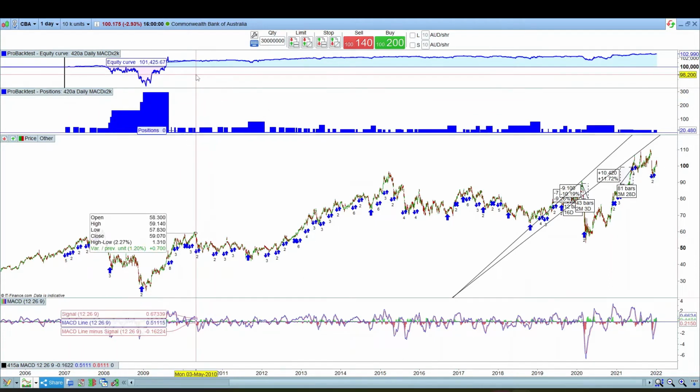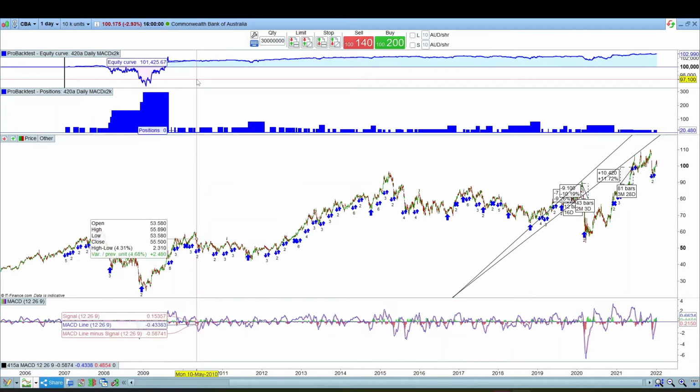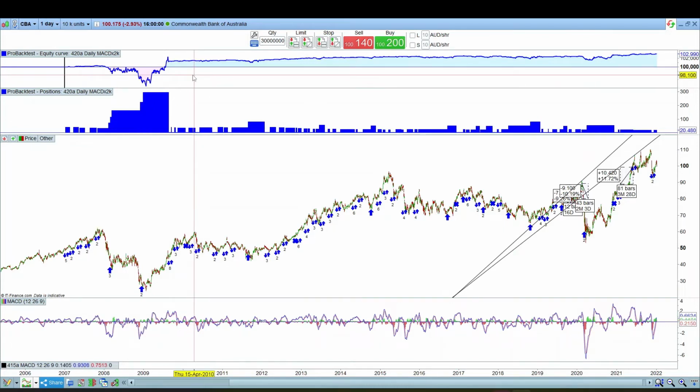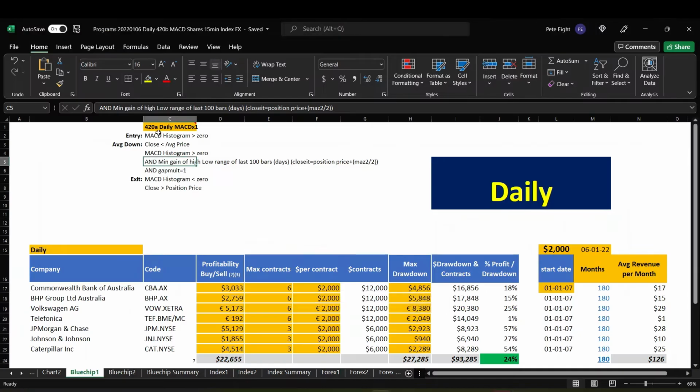That includes brokerage, by the way. Whenever you enter and exit, we're paying $8 brokerage in this account, and that's what it shows there. So going back to our table, again, that's our strategy for entry, exiting, and average down. And that's the result there for the CBA.